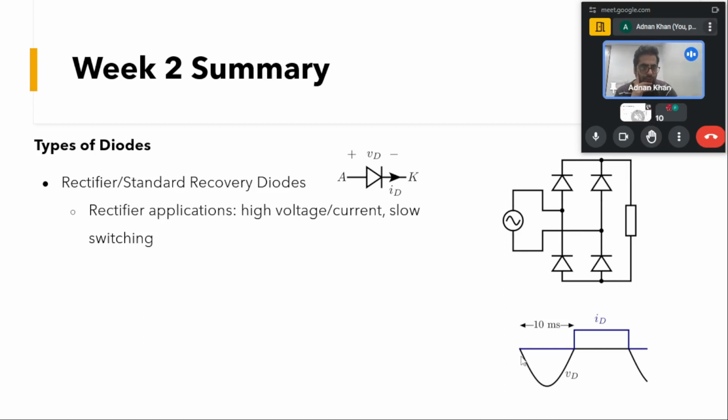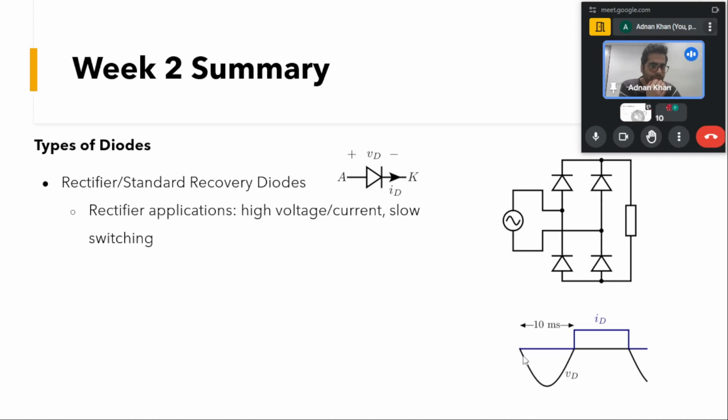If you look at the waveform, with a 50 hertz AC source, the diagonal switches will be turned on for the positive interval, and the other pair will be turned on for the negative interval. So our diodes will be off for half the cycle and on for half the cycle. When the diodes are turned off, they block this negative voltage VD.